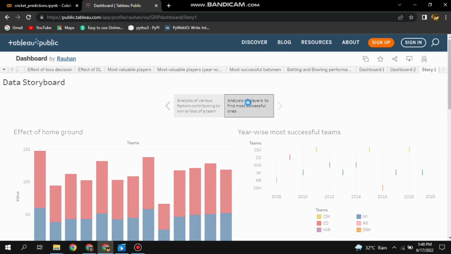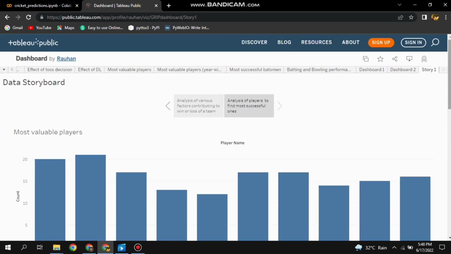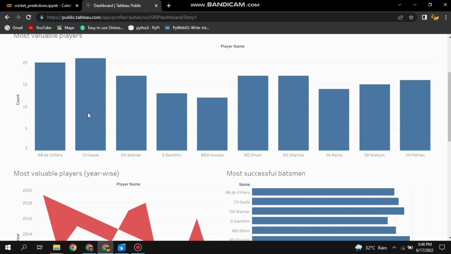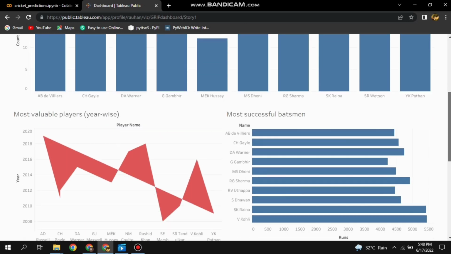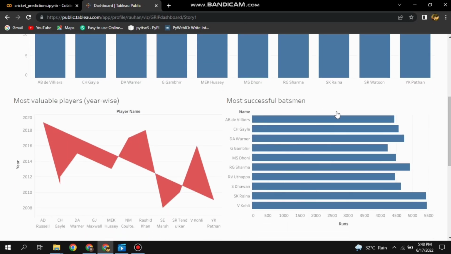And then comes the analysis of different players. So here, as we can all see, these were the most valuable players of all time in this particular tournament. So SK Raina, RG Sharma, again those same names, DA Warner, AB de Villiers, and some of the most successful batsmen as well.